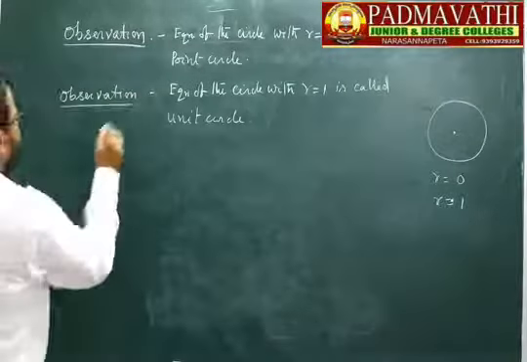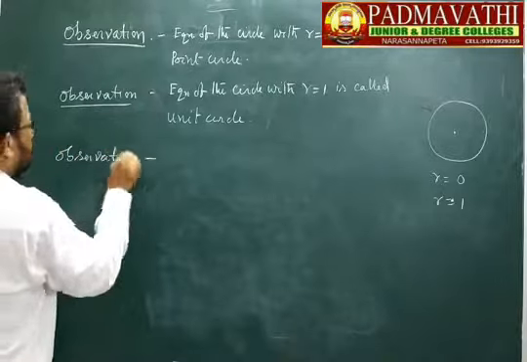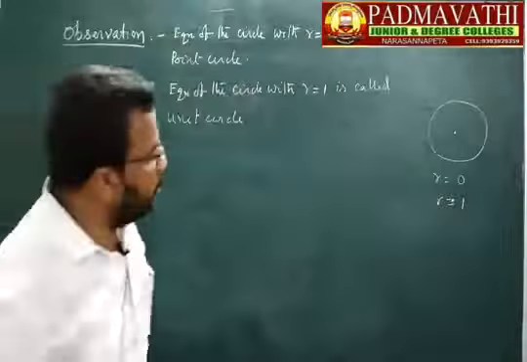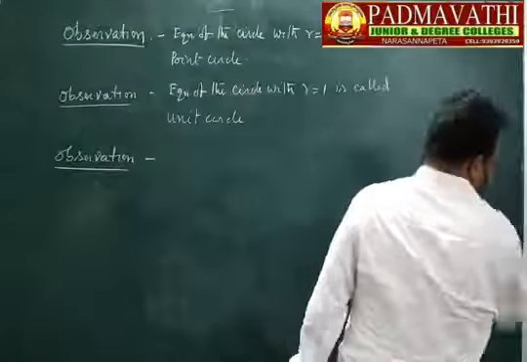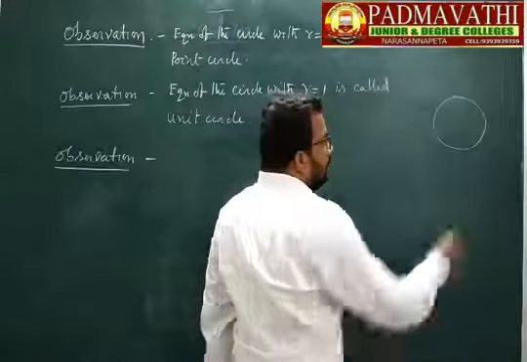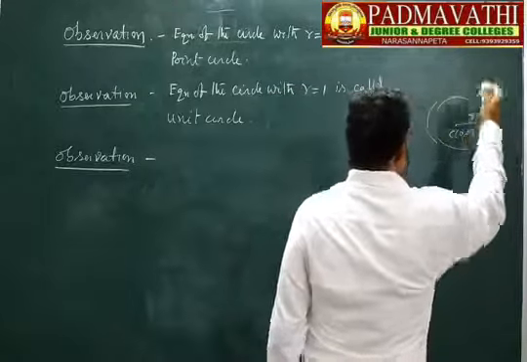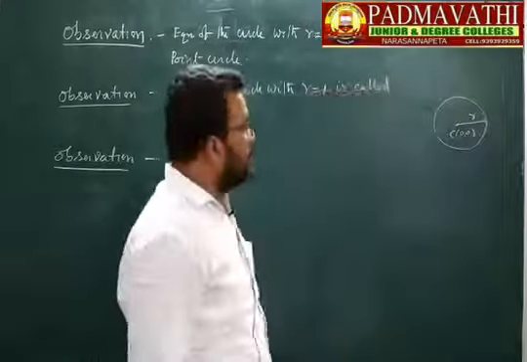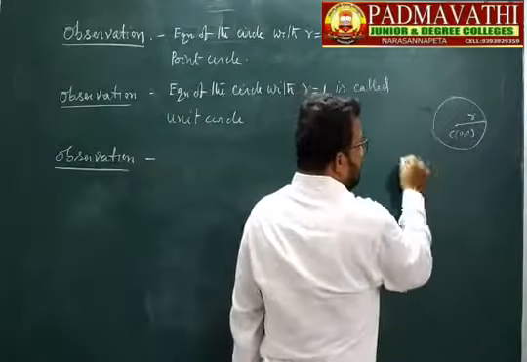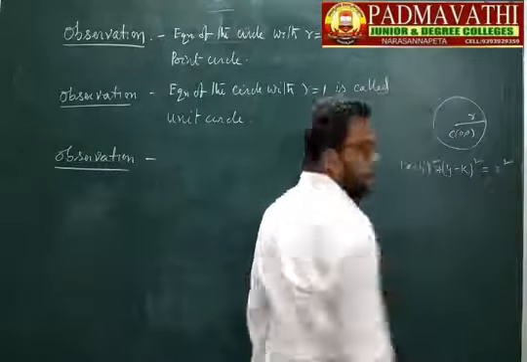And another observation, if the center is (0, 0), then what is the equation? We know that with center (h, k) and radius r, the equation is (x minus h) whole square plus (y minus k) whole square is equal to r square.